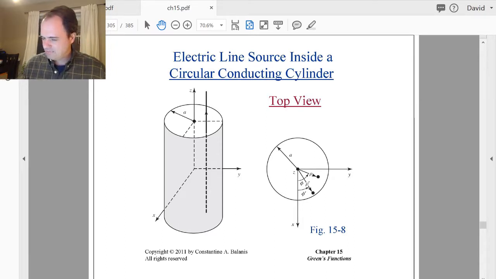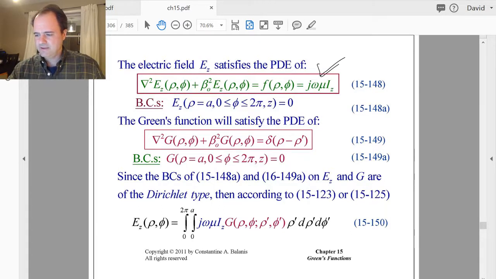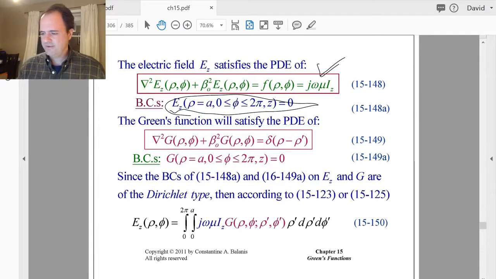So this is what we have. We're going to reduce down to a 2D problem because it's infinite in the z direction. But this is the equation that we have. It needs to be satisfied. Boundary conditions have to be upheld at the walls of the waveguide, and so this is what we have right here. And so for the Green's function, we have the function on the right-hand side being replaced with the delta function, and this being the boundary condition.